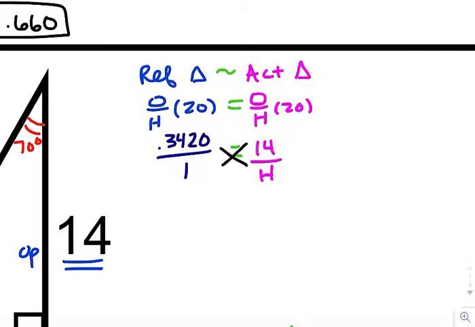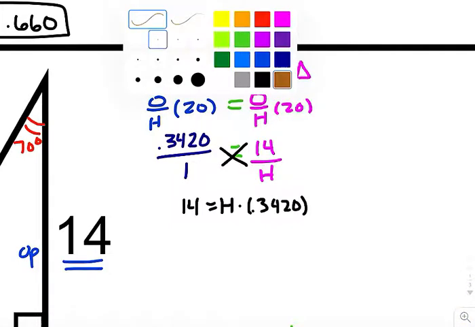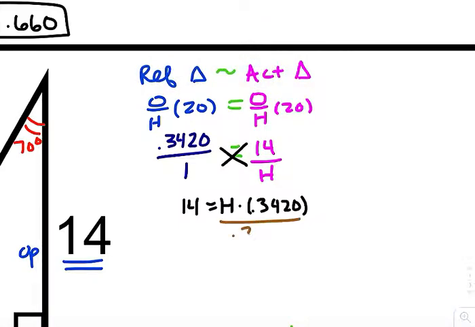Let's go ahead and cross multiply. So one way I have 14. The other way I have h times 0.3420. I'm going to go ahead and solve for h only. So let's divide by 0.3420, divide by 0.3420. And so that tells me if I want the value of h, I'm going to have to take 14 divided by 0.3420, which I can do off screen here.